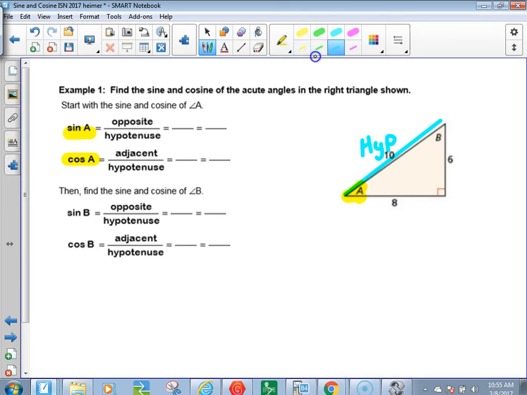In relationship to that angle, the 6 is opposite angle A, so 6 would be the opposite leg, and the 8 would be the adjacent leg. The sine ratio is a comparison of the opposite to the hypotenuse, so we would write 6 over 10. And then we would reduce that to 3/5.